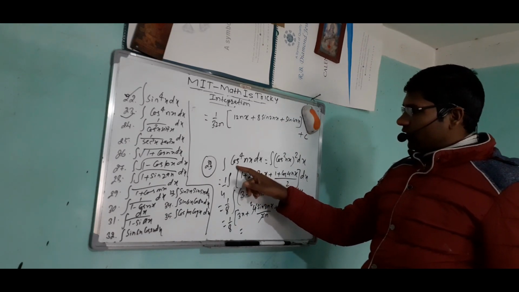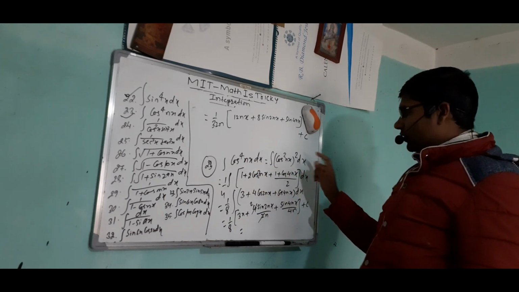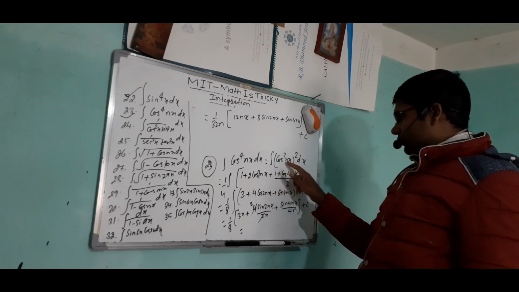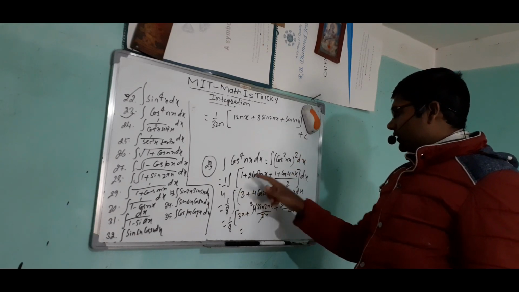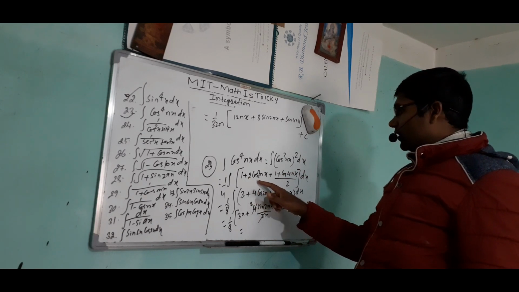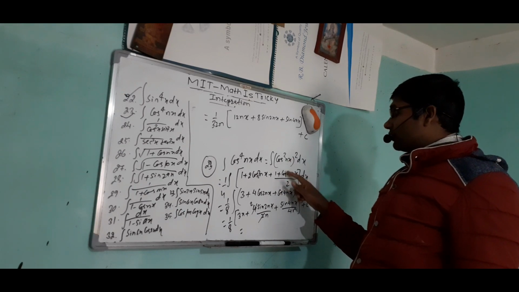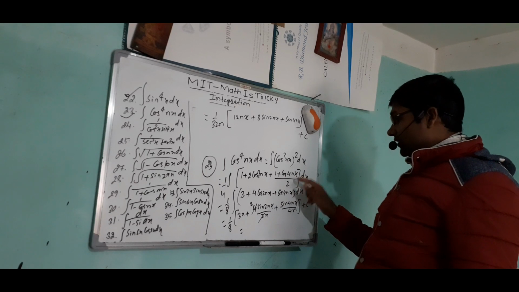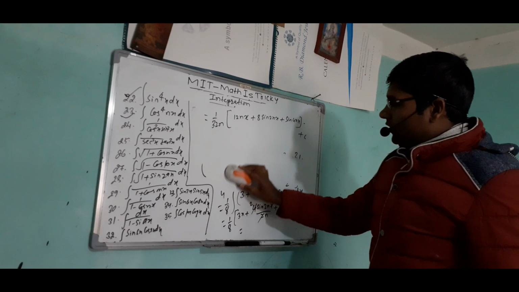I have written cos⁴ nx as (cos² nx) whole square. For this we have the formula (1 + cos 2a)/2, and the square means 4 I have written here. So it is (1 + cos 2nx) whole square, so 1 + 2 cos 2nx and cos² 2nx, but again I have used the formula for that, (1 + cos 2a)/2. So after taking the LCM we have this answer. Hope you understood this.